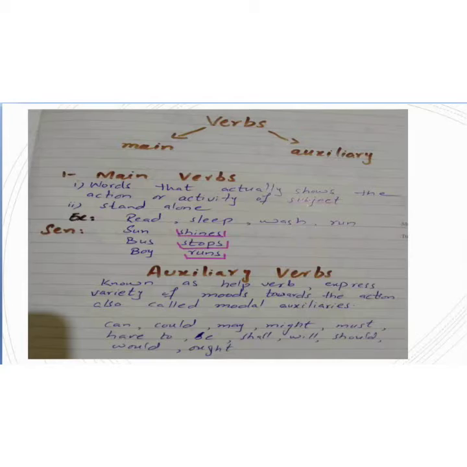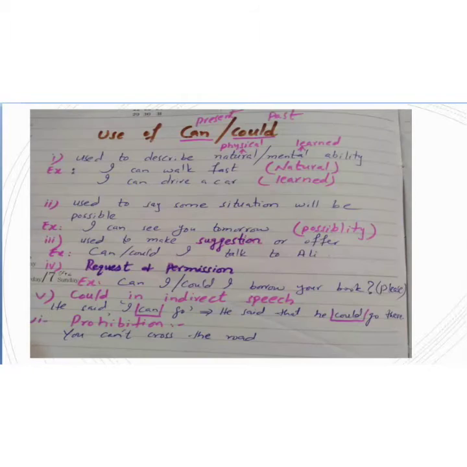Now come to the auxiliary verbs. Auxiliary verbs, also known as helping verbs, express a variety of attitude or mood towards an action or state. There are some auxiliary verbs: can, could, may, might, must, have to, be to, need, shall, will, should, would, ought to. These are some of the examples of modal verbs or auxiliary verbs.